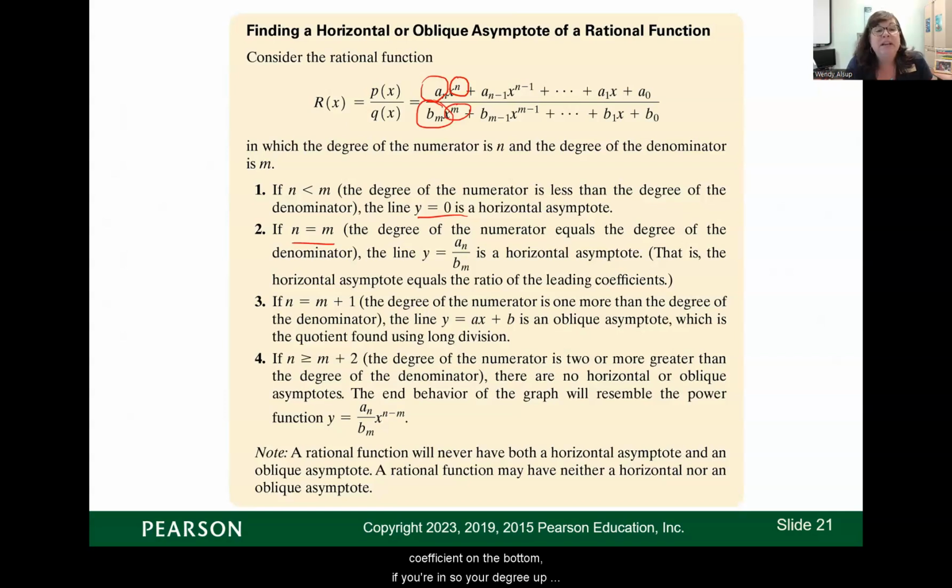If your n, so your degree up top, is one more than the degree on the bottom, then you're going to have an oblique asymptote, which will be found by taking the top and dividing it by the bottom, called synthetic division, and it's annoying, but it's doable, and I want you to buck it up and do it, okay?